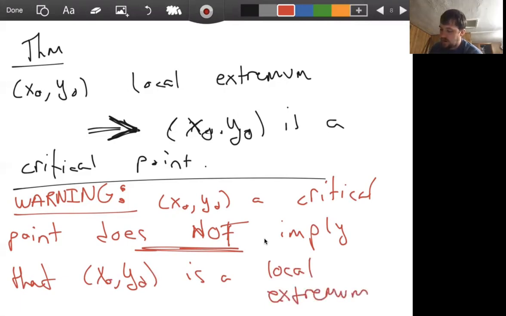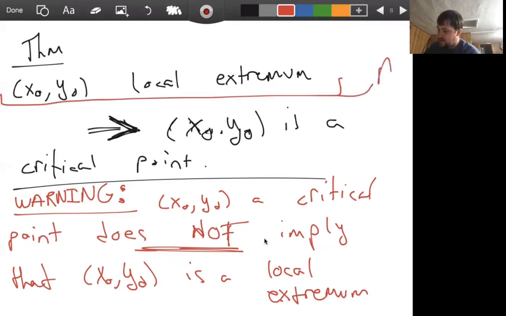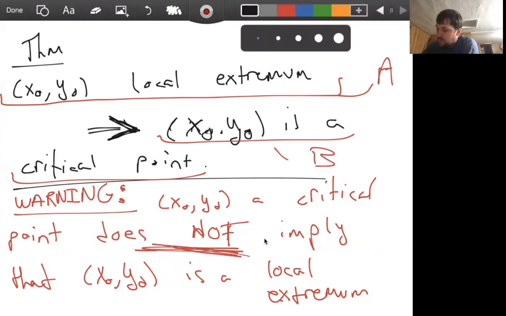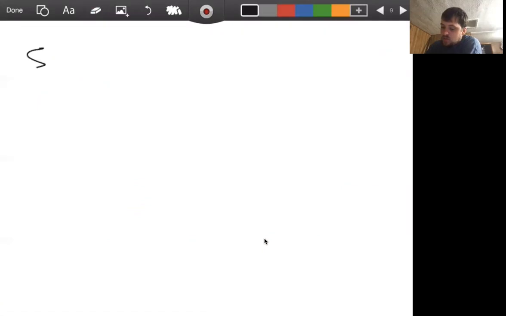So here, this is like statement A, you could say. X naught, Y naught being a local extremum is statement A. X naught, Y naught being a critical point is statement B. What I'm saying is that A implies B, but B does not imply A. And so it's very important to notice that we may find critical points that are not local extrema. The perfect example is what's called a saddle point.